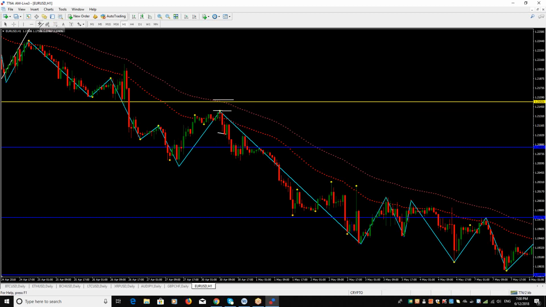Then our target will be the next zone. And the next zone is either here or the next zone could be there, so you can have two. So you could either say you're going to target this zone here before then moving on to the next zone.